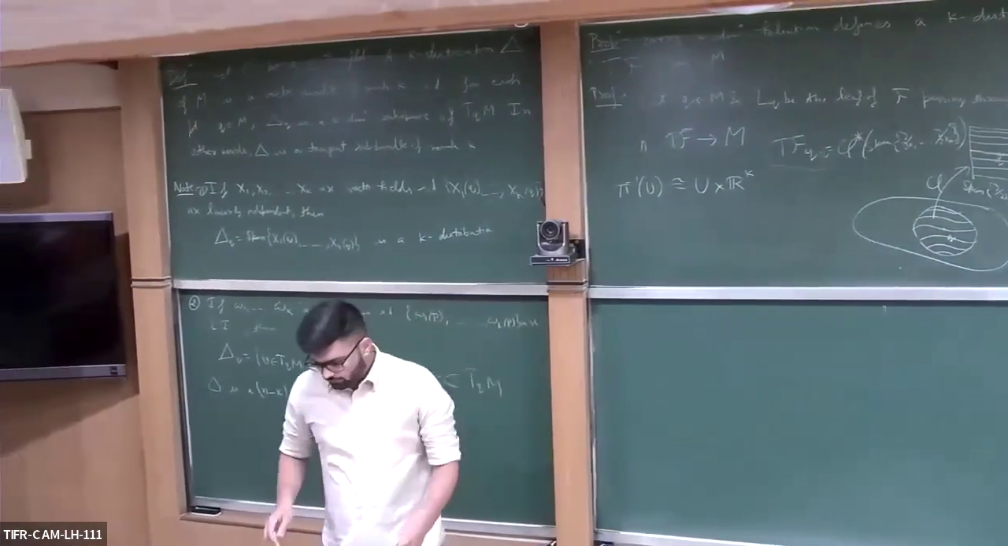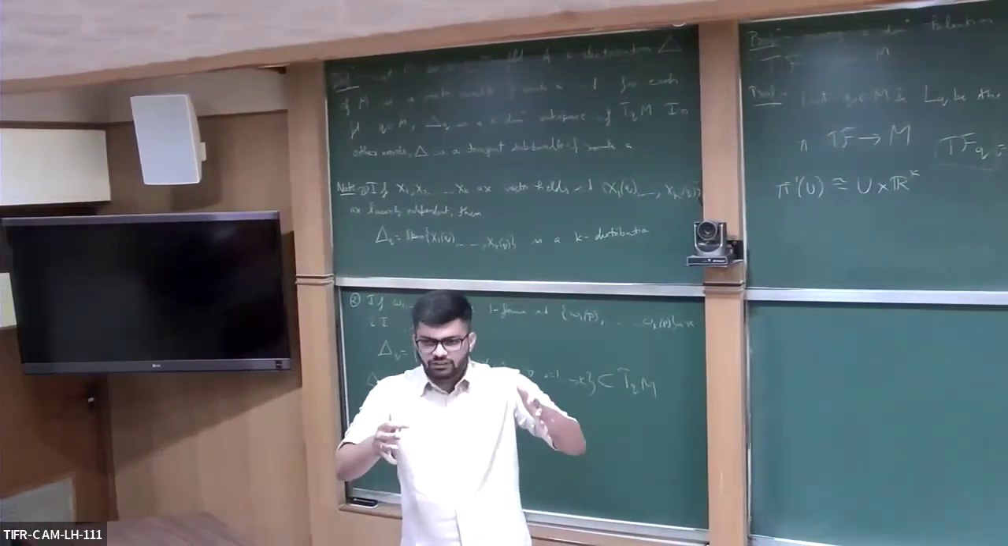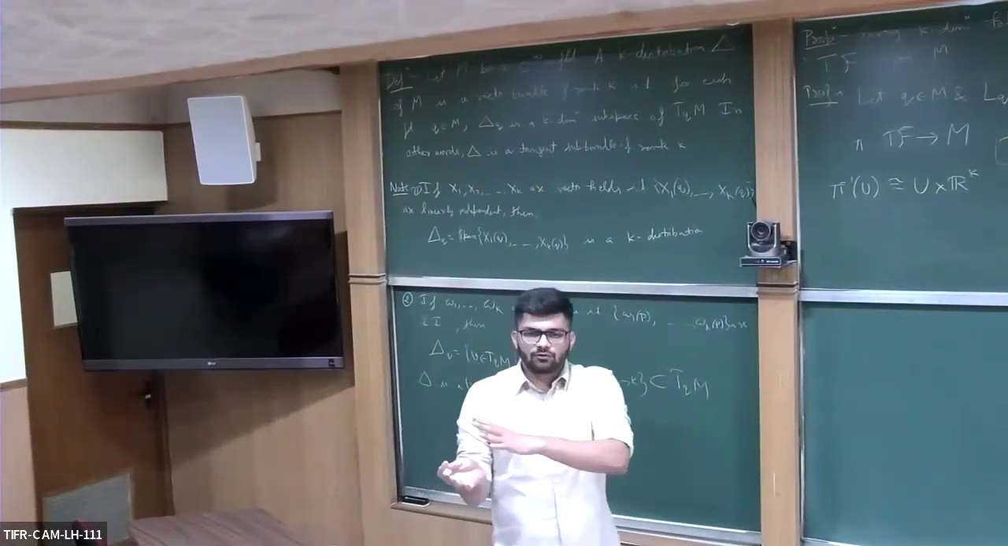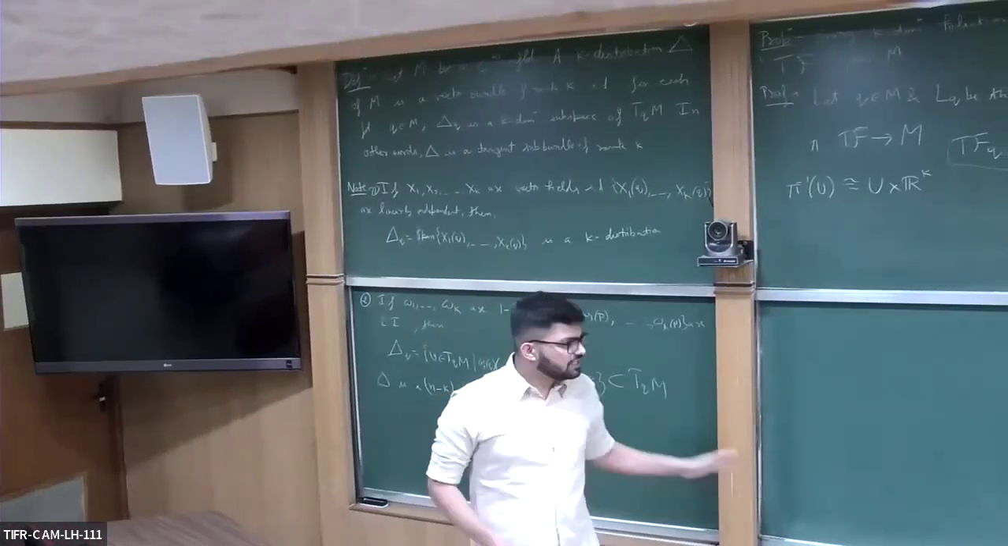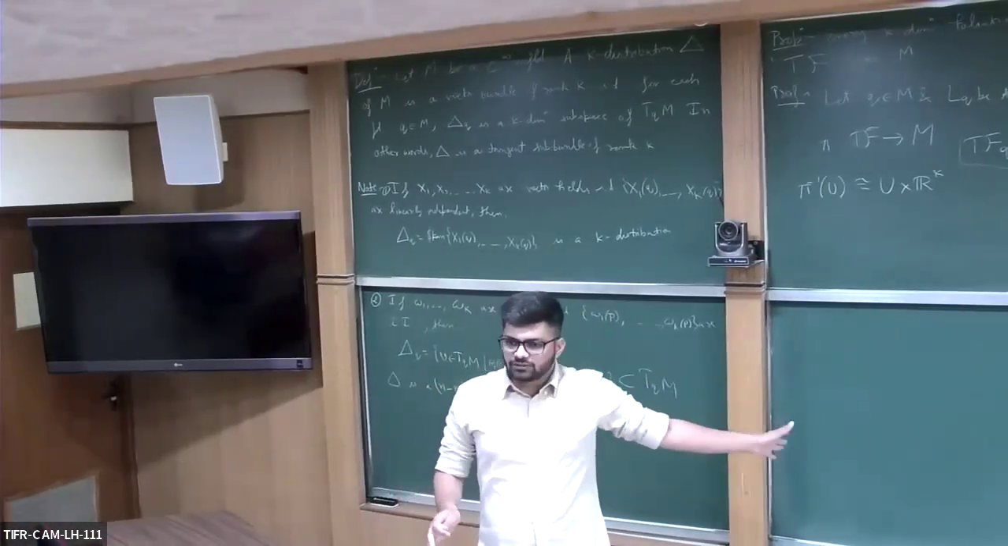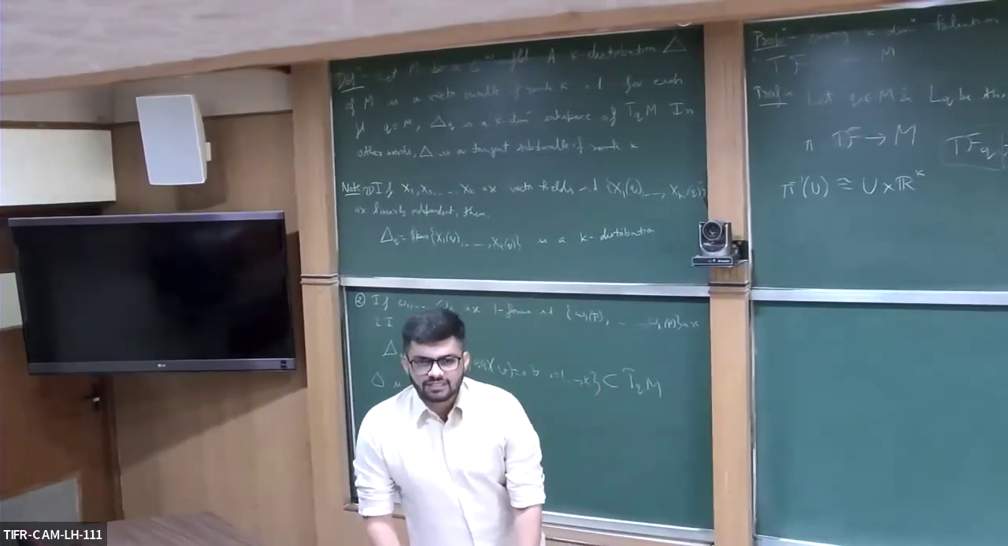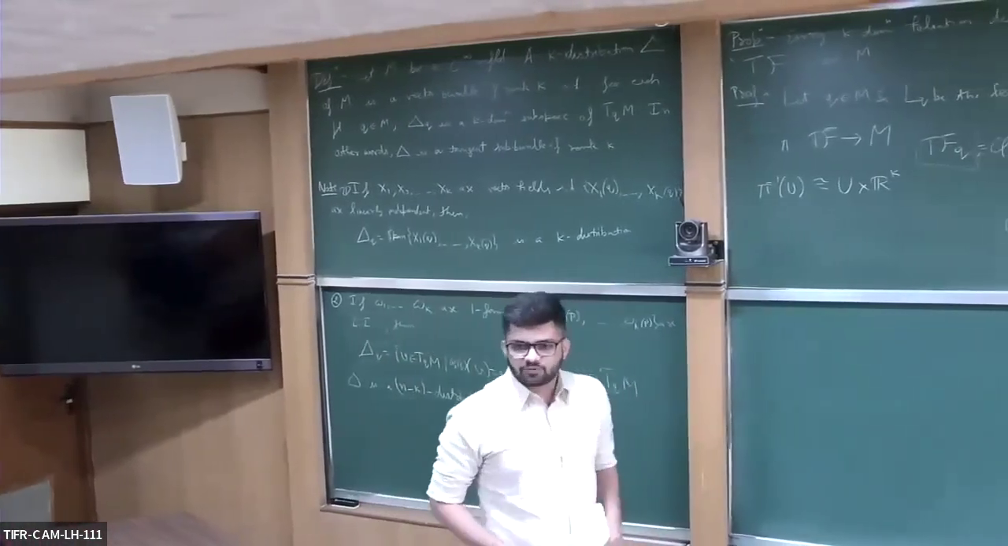Okay, so what we have done is we have a foliation, and I assigned a distribution to this foliation. The main part is now the converse. If we just have a distribution, when can we say that it comes from a foliation? This question is answered by the famous Frobenius theorem.